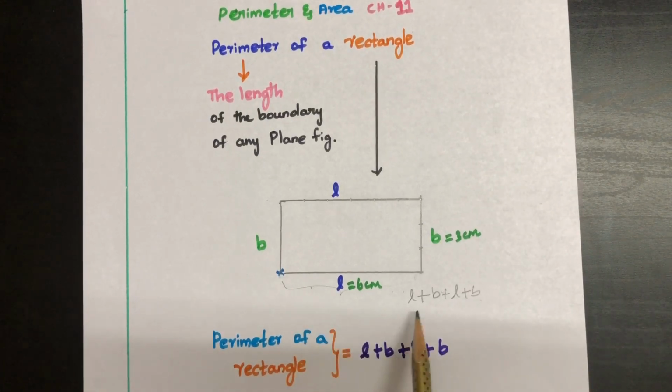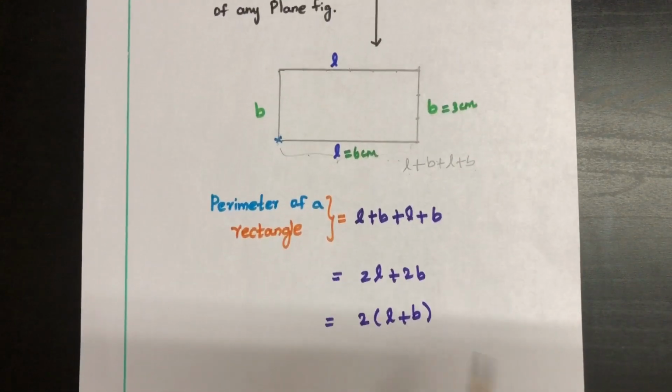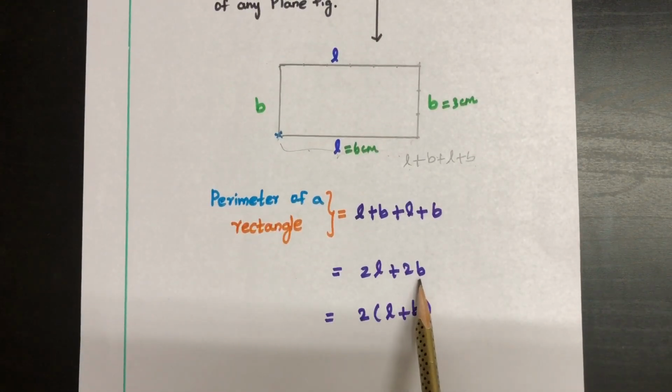Okay. If we add everything, this will give us 2L plus 2B. Right? 2 into L plus 2B. 2 is common, so we can take 2 out. So 2 into (L plus B). This is the perimeter of the rectangle.